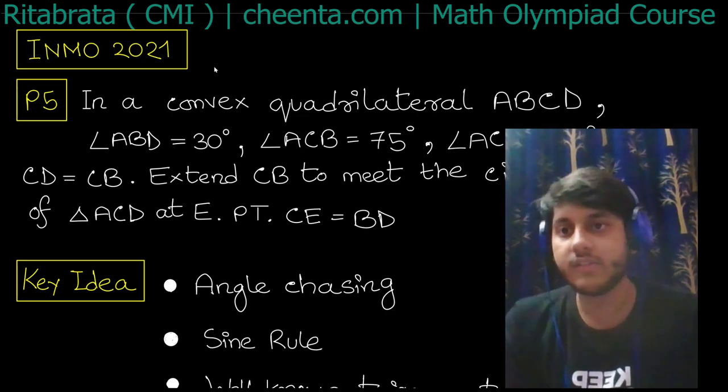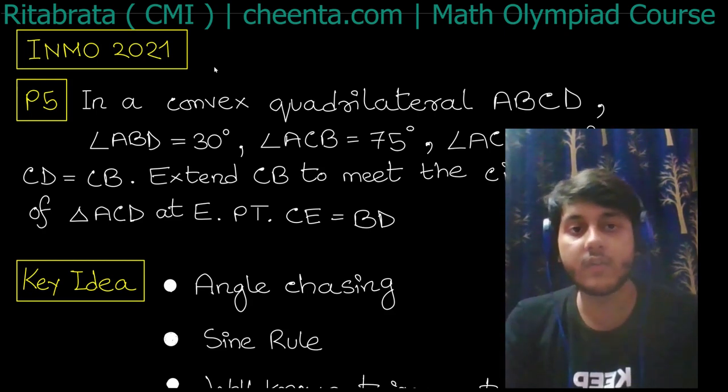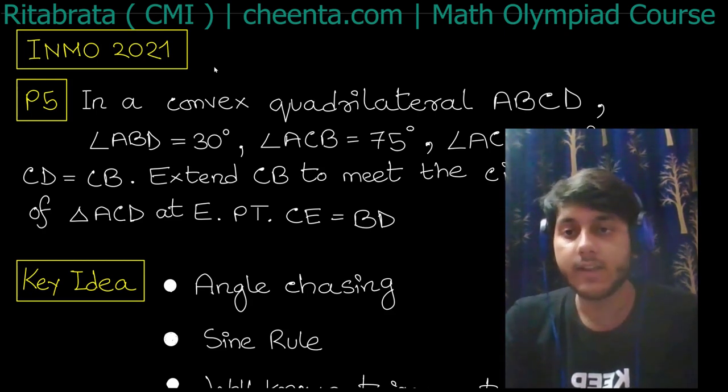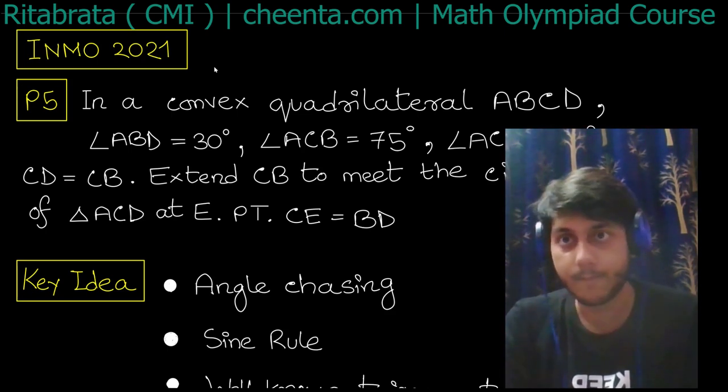So the question says we have a convex quadrilateral ABCD. Angle ABD is 30 degrees, angle ACB is 75 degrees, angle ACD is 25 degrees, CD equals CB. We extend CB to meet the circumcircle of triangle ACD at E. We have to prove that CE equals BD.